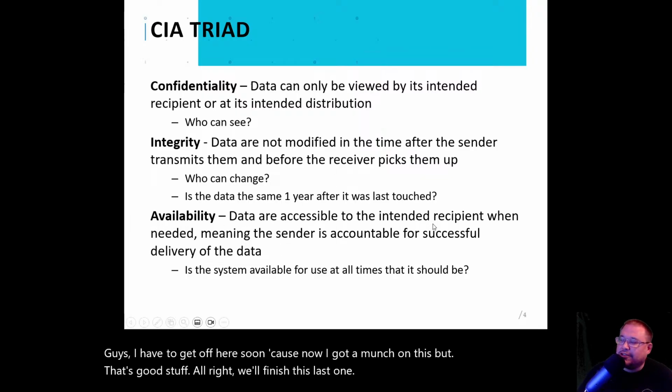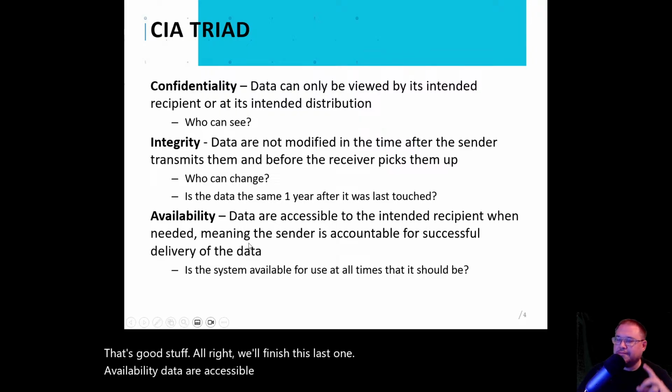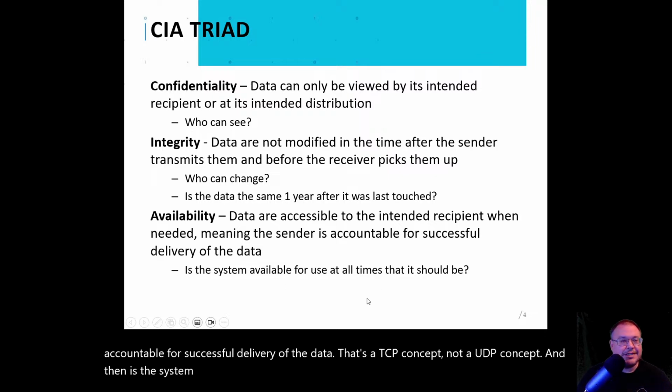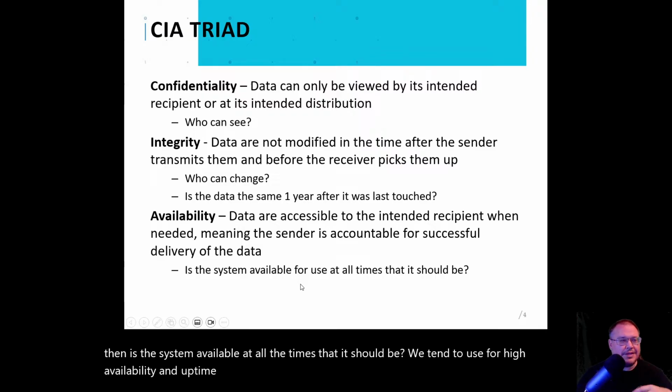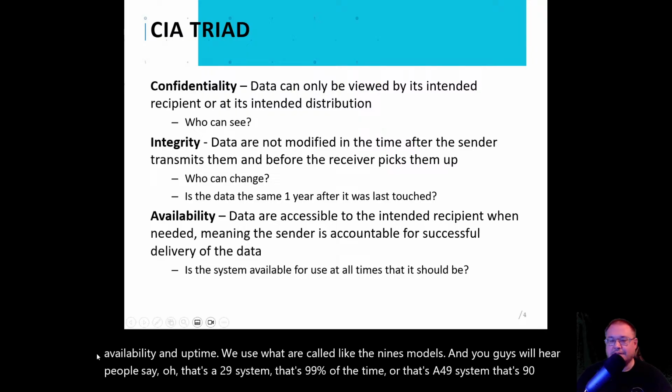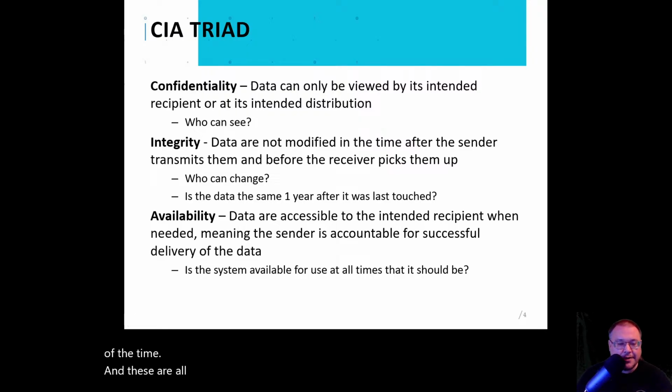Availability. Data are accessible to the intended recipient when needed, meaning the sender is accountable for successful delivery of the data. That's a TCP concept, not a UDP concept. And then, is the system available at all the times that it should be? For high availability and uptime, we use what are called the nines models. You guys will hear people say, oh, that's a 2.9 system. That's 99% of the time. Or that's a 4.9 system. That's 99.99% of the time. And these are all very well documented.